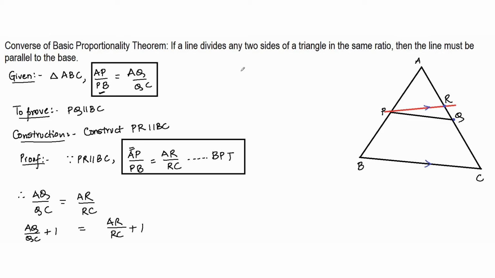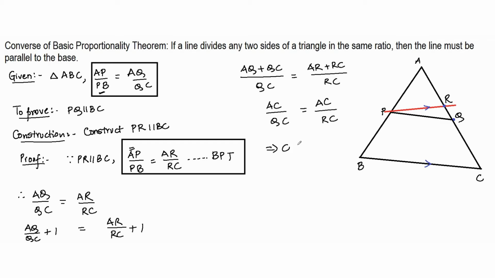After finding the LCM, I get (AQ plus QC) divided by QC is equal to (AR plus RC) divided by RC. Now AQ plus QC becomes AC upon QC, and AR plus RC also becomes AC upon RC. Now if you notice, the numerators are equal and this is an equation, which means that the denominators should also be equal to each other. So the length of QC should also be equal to the length of RC.